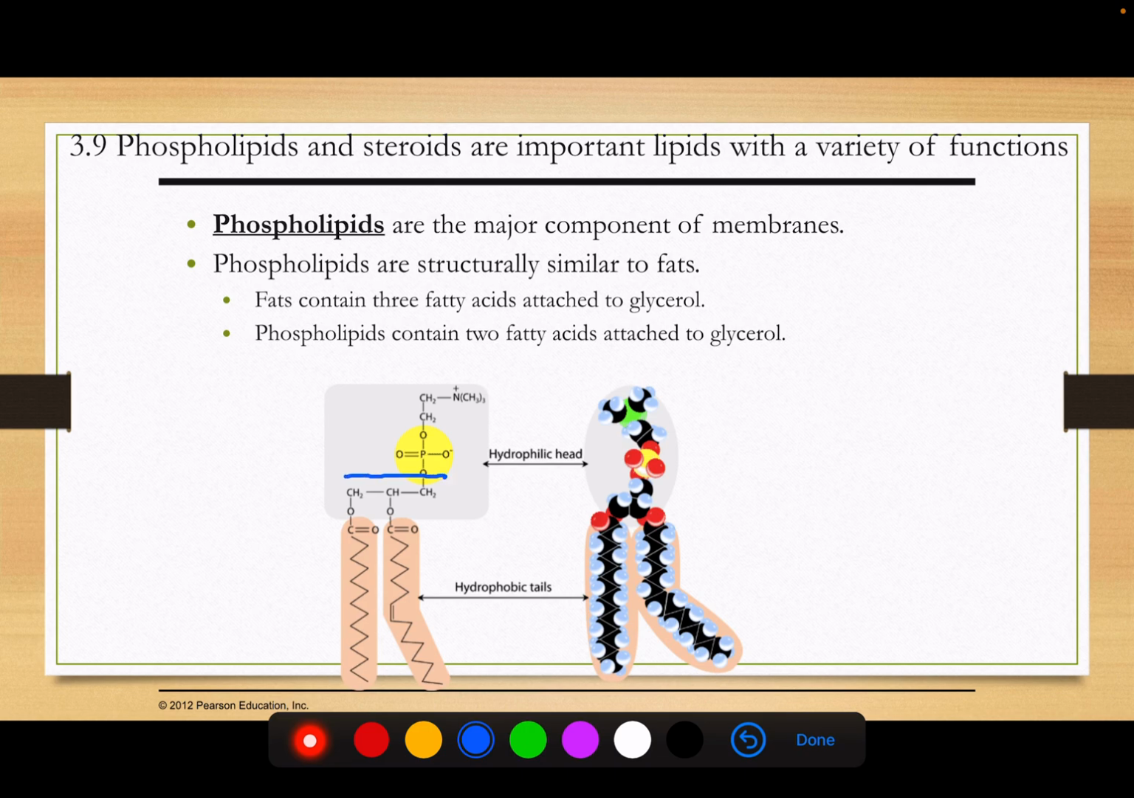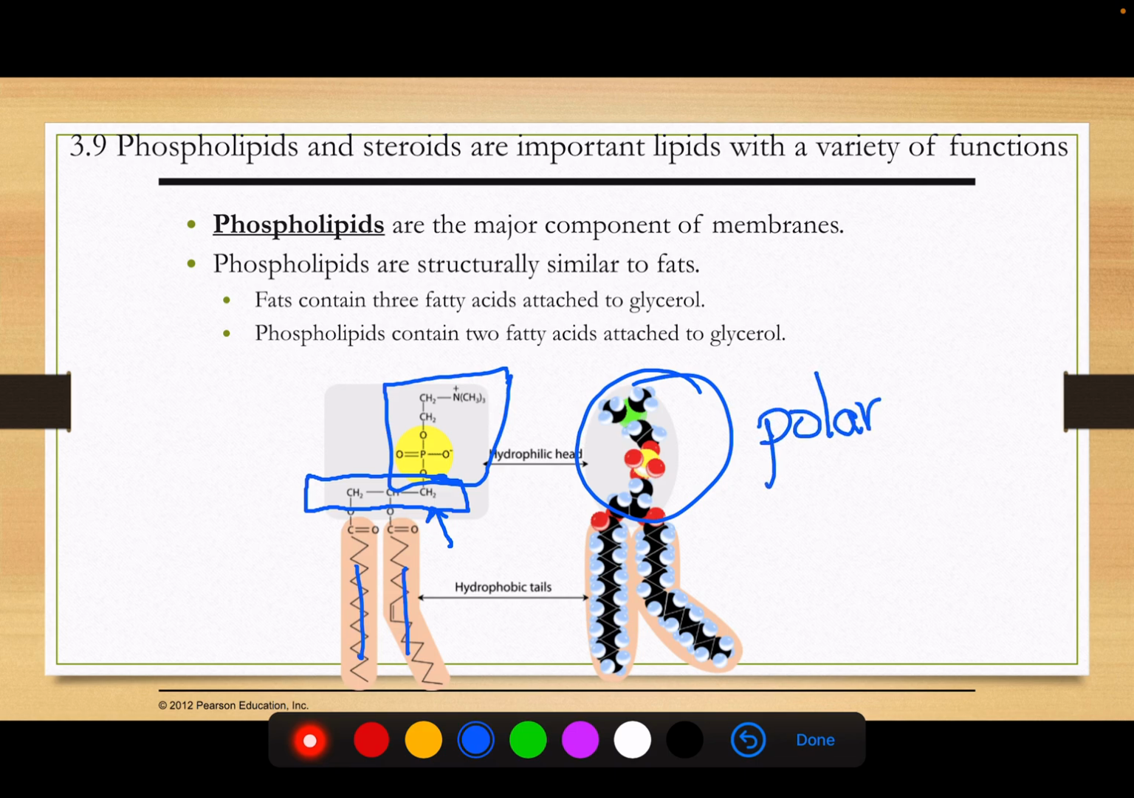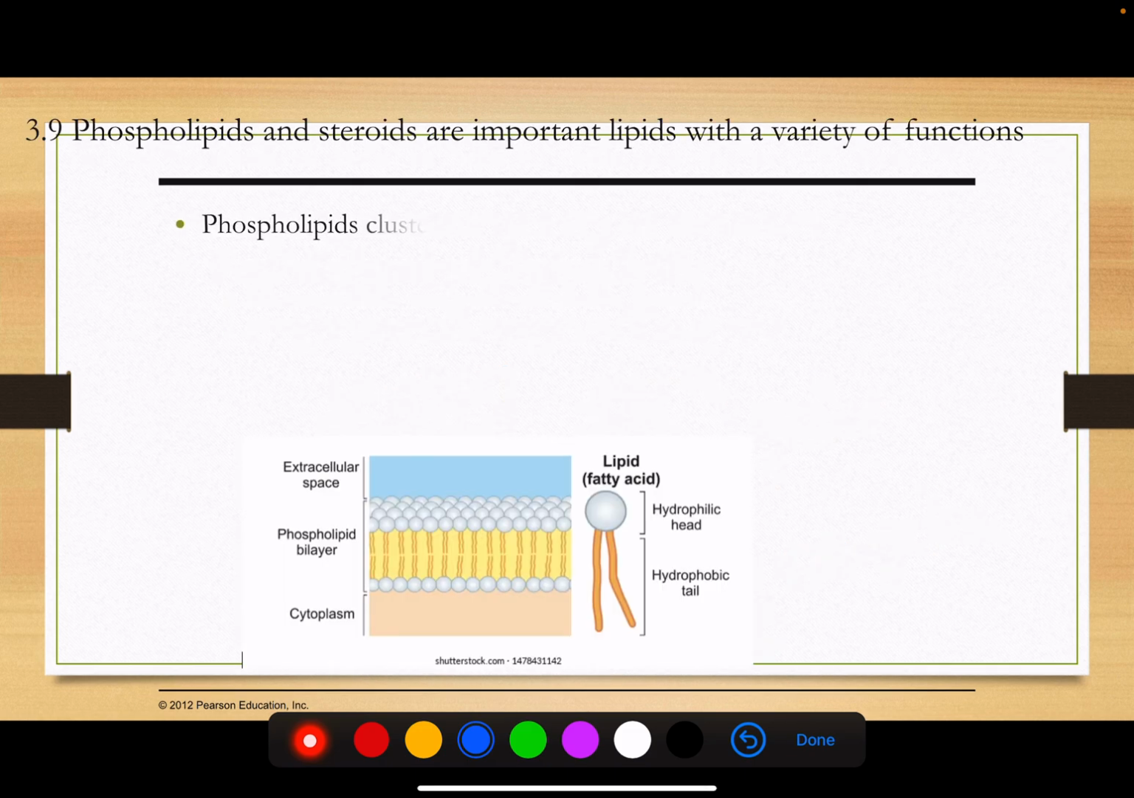Notice here is our 3-carbon glycerol backbone. We have our 2 fatty acid tails, but instead of having that 3rd fatty acid tail here, we have a phosphate group. And what that phosphate group does is it makes this part of the molecule much more polar. This end down here is non-polar. And that sets us up for what's called a lipid bilayer.